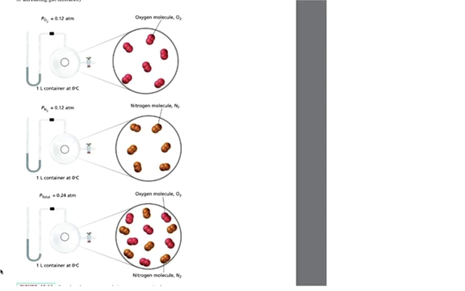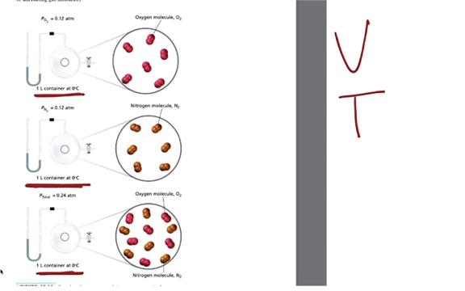So notice this example from your book. It says if you take a certain amount of oxygen, so you have a 1 liter container, notice, at 0 degrees. This is also a 1 liter container at 0 degrees. So we have the same volume, the same temperature.